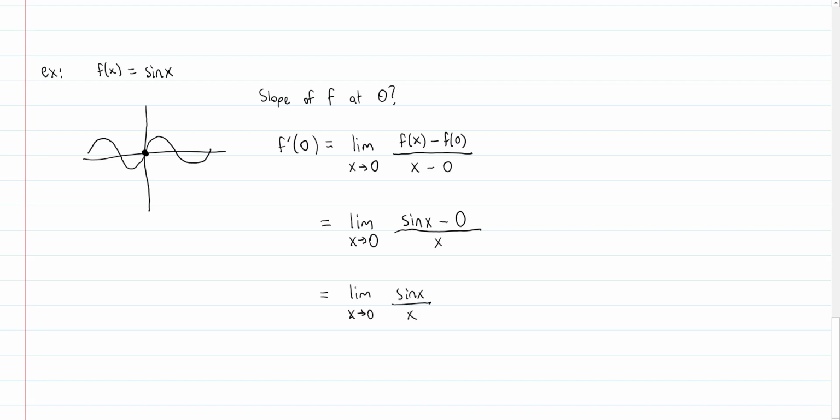And this is a special limit, which we covered earlier. We know that this limit is equal to 1. All right. So that tells us that the slope of the sine function at this point is equal to 1. Okay. All right, so that was fairly simple. I'm going to end my video at this point, and there will be one more video after this one. Thanks for watching.